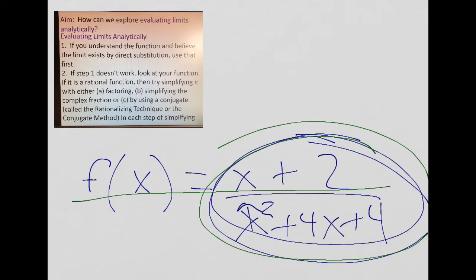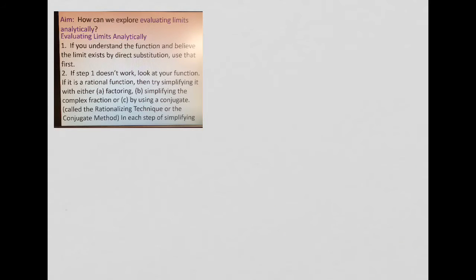All right, so as you're listening, let me erase this, and we'll talk about step 2. Please copy down 1 and 2. Okay, so here we go. Number 2. If step 1 doesn't work, I discussed a little bit where it doesn't work, let's say for a rational function, look at your function. If it is a rational function, then try simplifying it with either A, factoring, B, simplifying the complex fraction, or C, by using a conjugate. When we use a conjugate, we call this the rationalizing technique or the conjugate method. Okay?